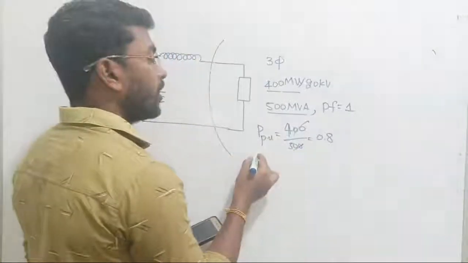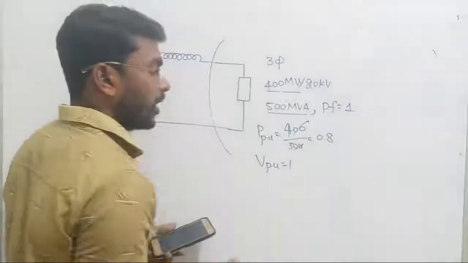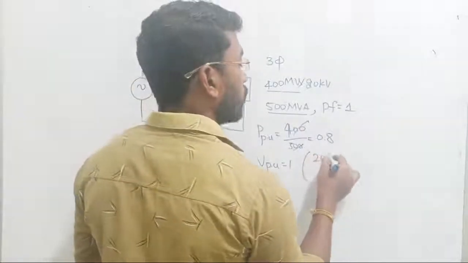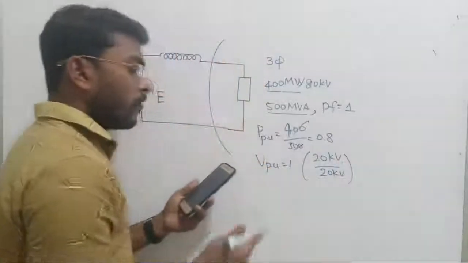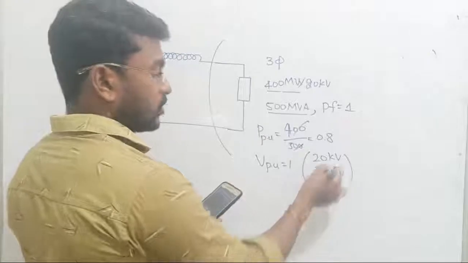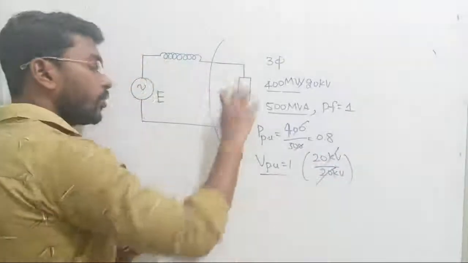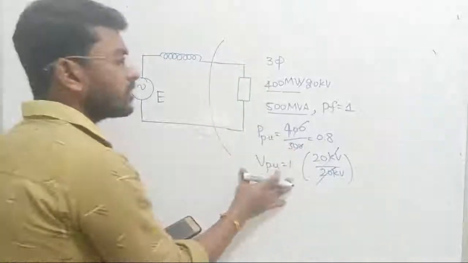Similarly, the per unit voltage at the terminal is going to be 1 only. Why? Base voltage 20 kilovolt is given, actual is also 20. Just read your question. 500 MVA, 20 kilovolt is given, resistive load at 20 kilovolt only. So actual and base are equal, such that your output is going to be 1 per unit. Of course, at the output point there is no problem.